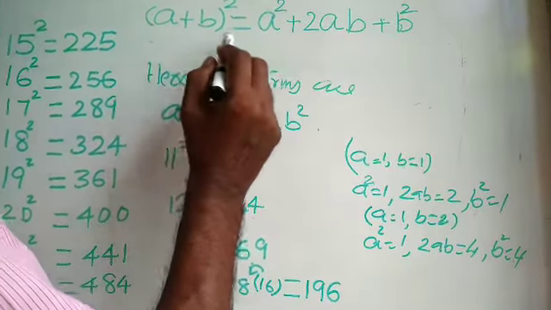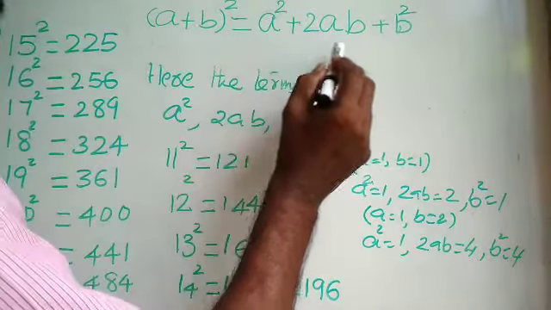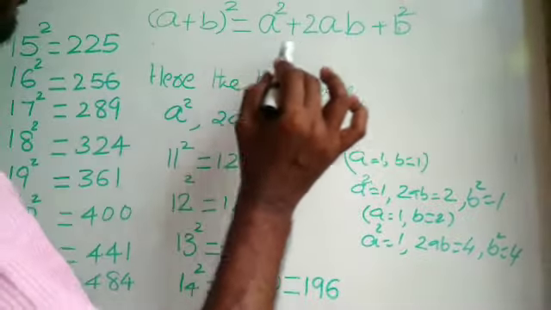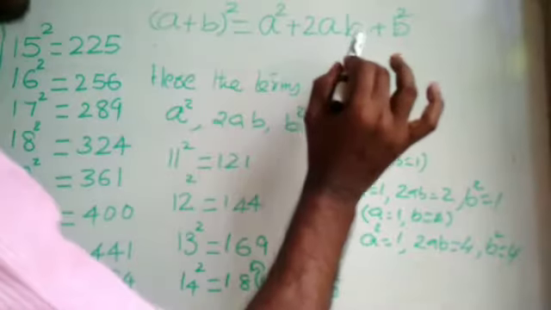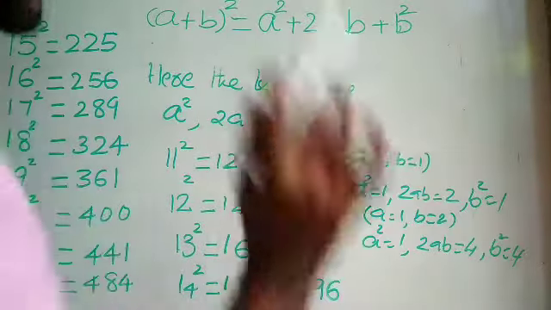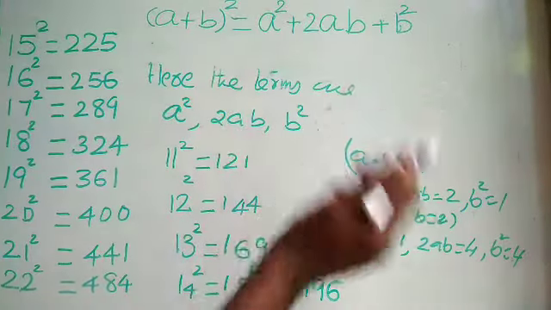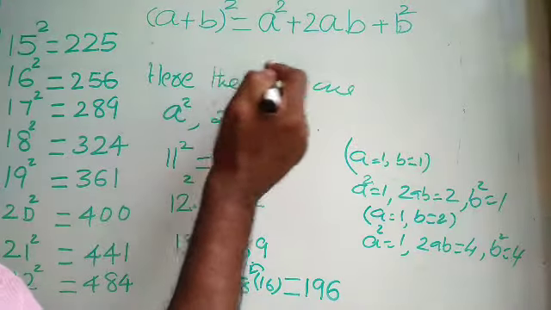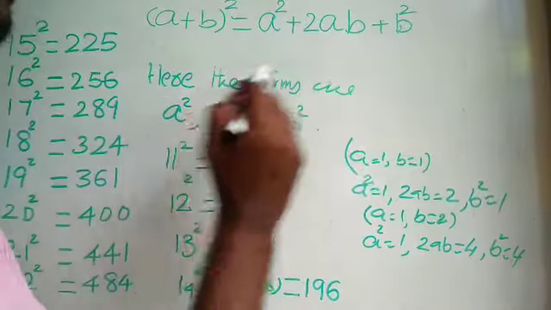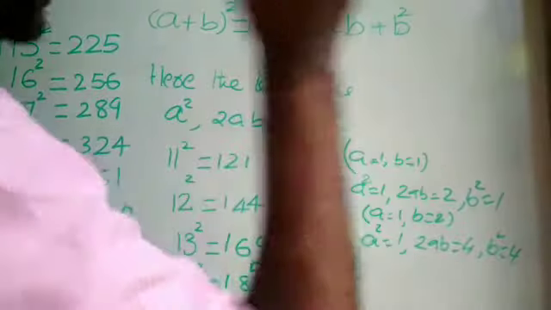(a + b) whole square equals a square plus 2ab plus b square is a well-known identity. Everybody knows this identity. But we are trying to find a way of finding the square of numbers using this identity.